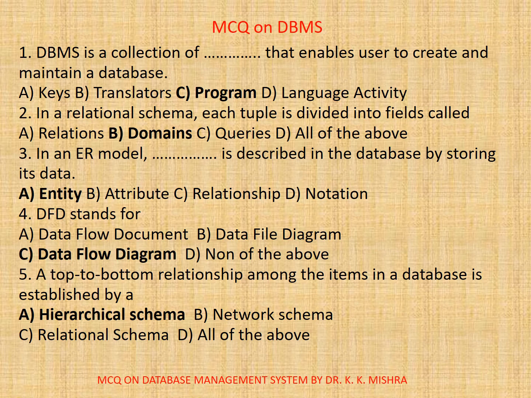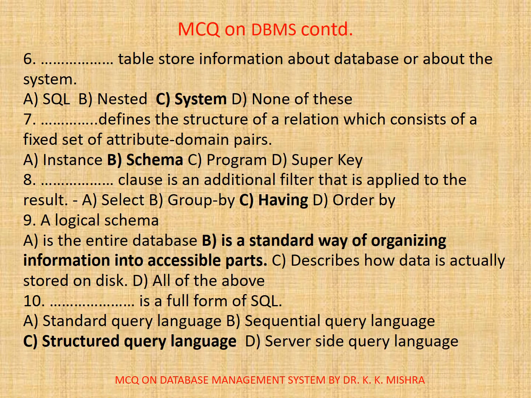Question number 5. A top to bottom relationship among the items in a database is established by a options are A. Hierarchical schema, B. Network schema, C. Relational schema, D. All of the above. Correct option is A. Hierarchical schema.